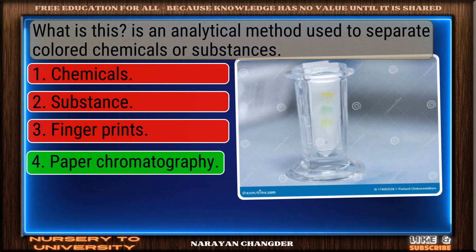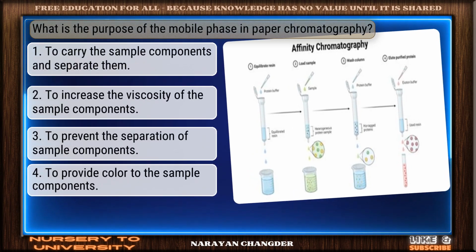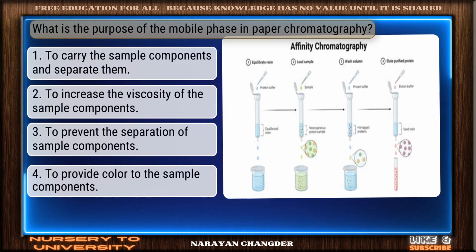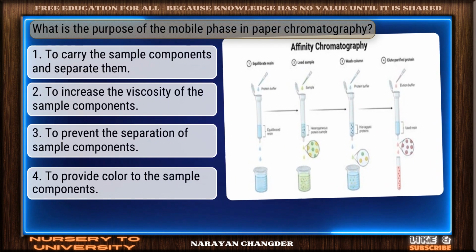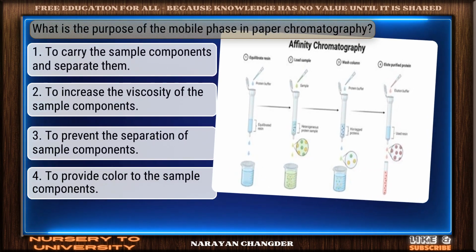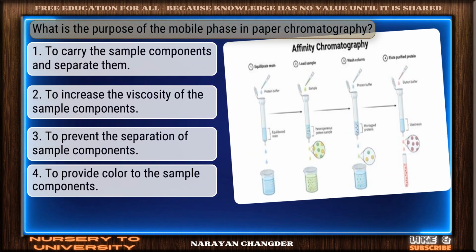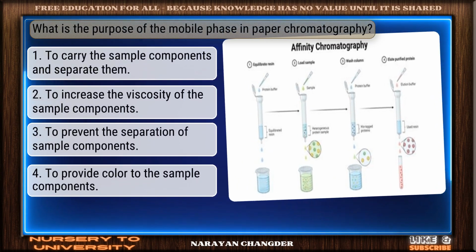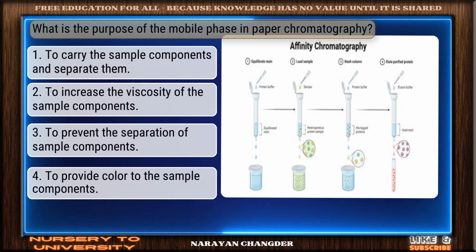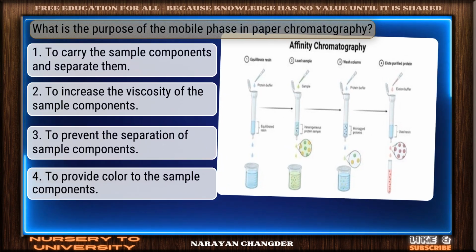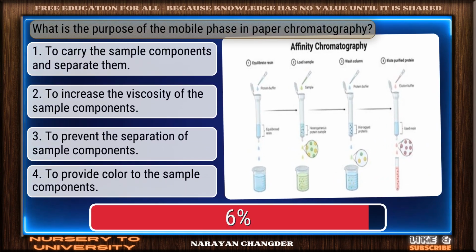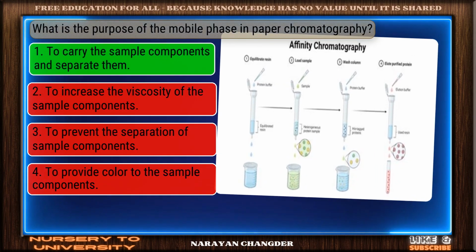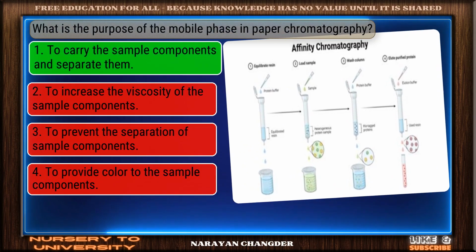Spot on, paper chromatography. What is the purpose of the mobile phase in paper chromatography? Option 1. To carry the sample components and separate them. Option 2. To increase the viscosity of the sample components. Option 3. To prevent the separation of sample components. Option 4. To provide color to the sample components. That's it, to carry the sample components and separate them.